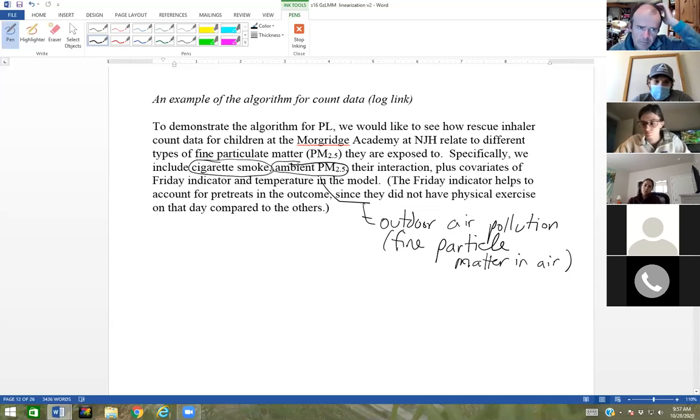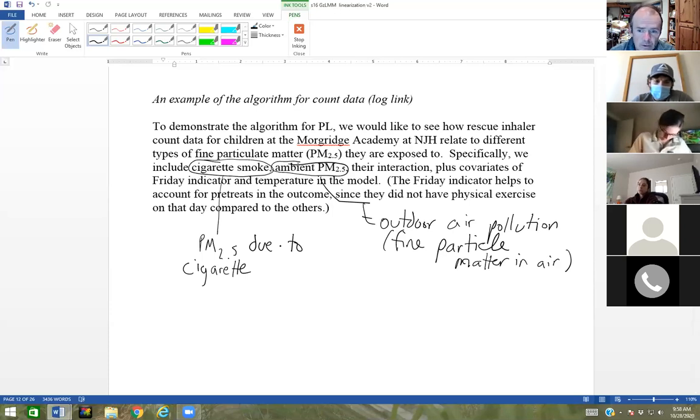And then the other one, cigarette smoke. There's different things that come out when you smoke. One of them is particulate as well. So we have PM 2.5 due to cigarette smoke. So these kids have asthma. So there's a concern that if they're exposed to outdoor air pollution, and even more so, what if they're exposed to cigarette smoke? Maybe their parents smoke.